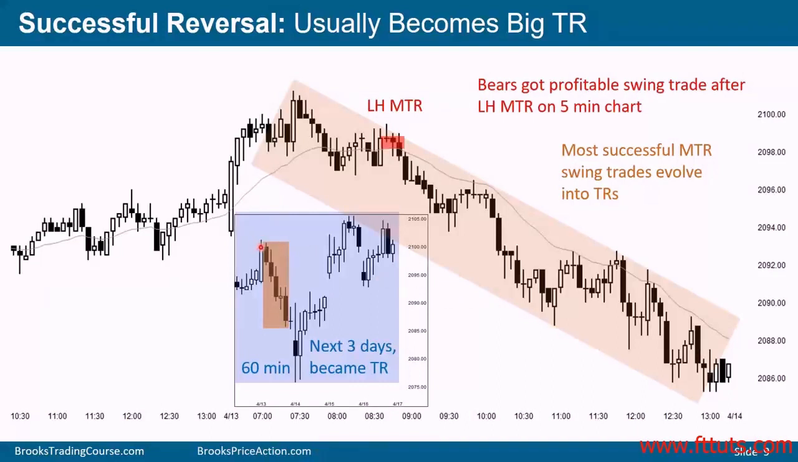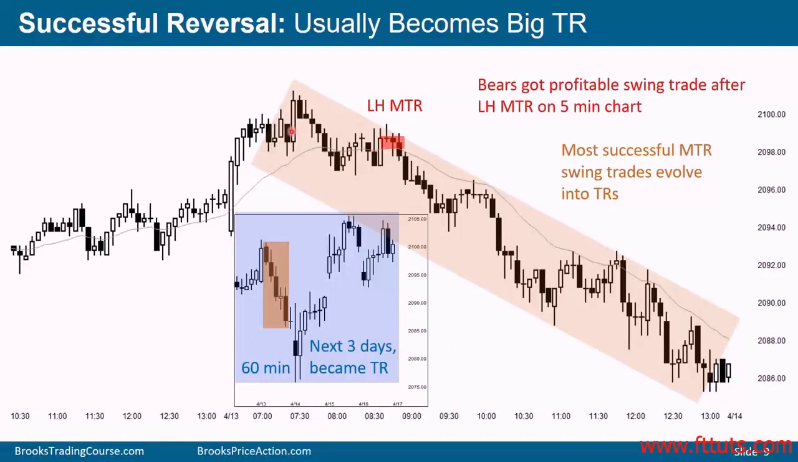Here's a 60-minute chart showing what took place over the next 3 days. This brown box is this brown box. This is the 5-minute chart. This is the 60-minute chart of this same 5-minute chart. And you can see that even though it was a strong bear trend, the next day it reversed up, and it reversed up for several more days.